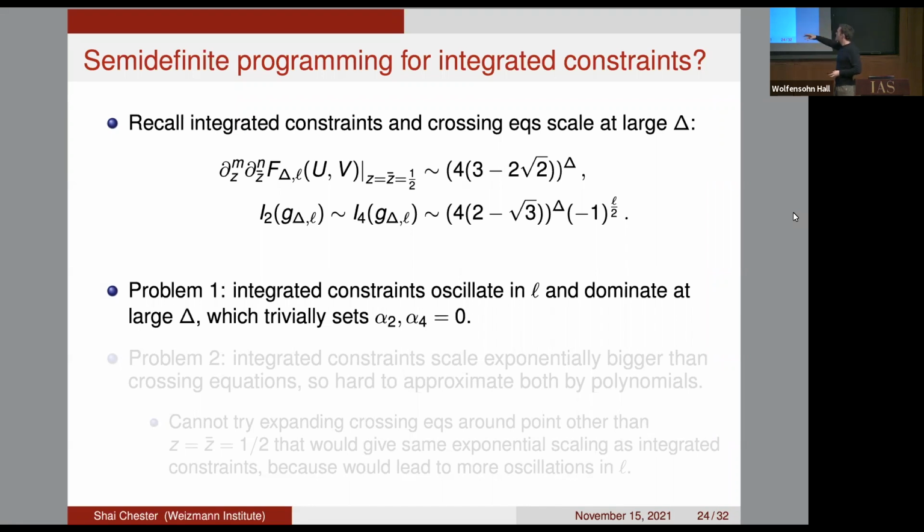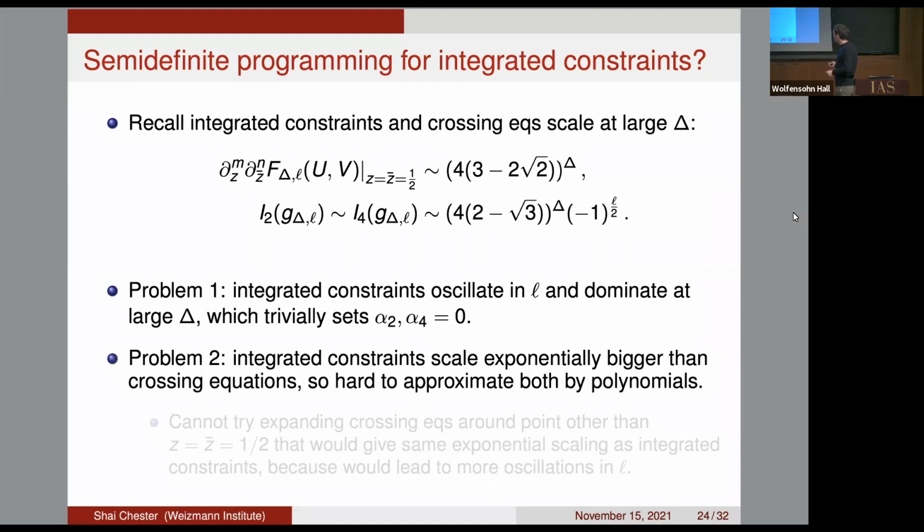And because each term in your sum is oscillating, each term is then just fixed to 0. And so this unfortunately would make your algorithm trivial. The second problem is that the integrated constraints scale exponentially bigger than the crossing equations. In the traditional approach to the conformal bootstrap, you wanted to approximate your constraints by polynomials of delta. You could do that even though there was this exponential factor by just factoring it out and redefining your OPE coefficient. But now that you have two different kinds of exponential scaling, you can't approximate both of them by polynomials. If you factor out one exponential scaling, the other one is still going to be exponential. And so this just means that you can't effectively approximate both things by polynomials.